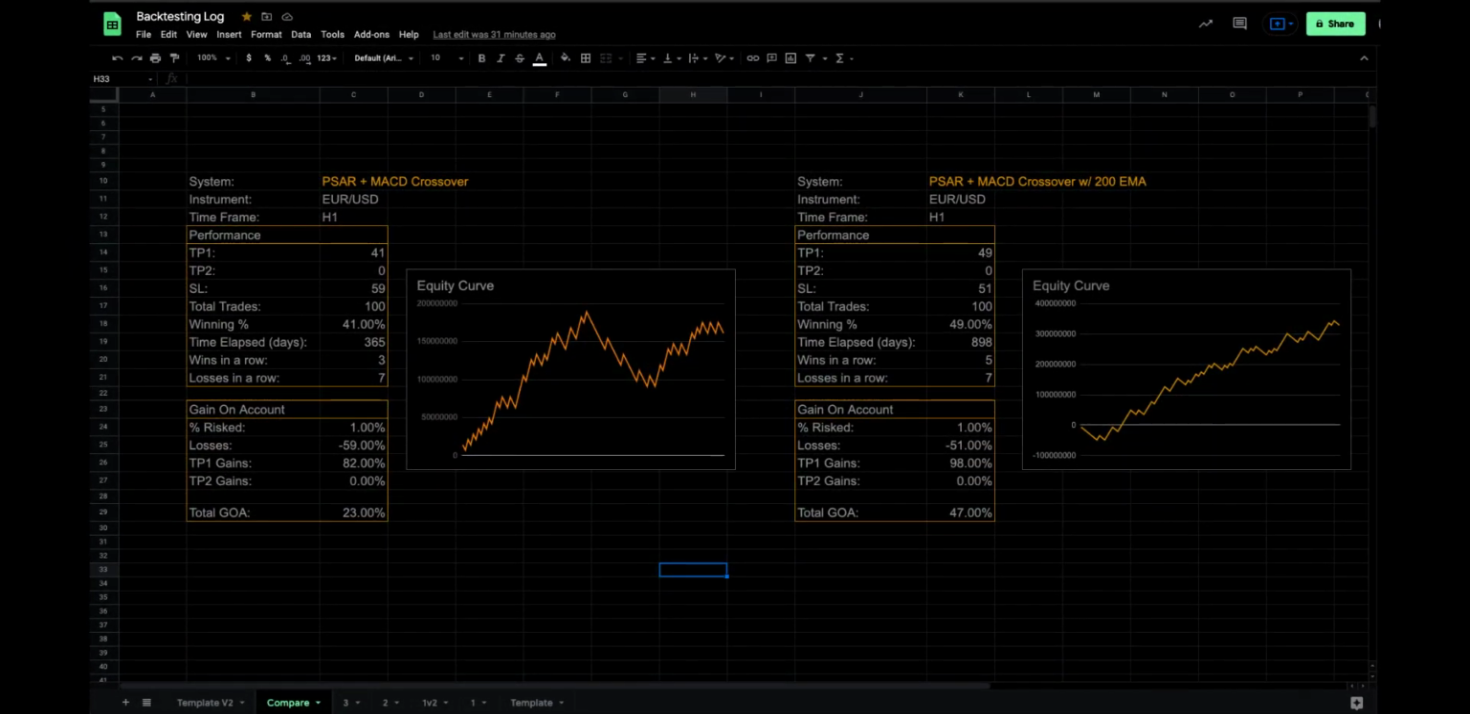Let's compare to the previous video where we did not use the 200 EMA to determine trend direction. We got a lot more signals on this system, but interestingly enough, according to this limited data set, you would have made the same amount over the same amount of time. So is this really better?